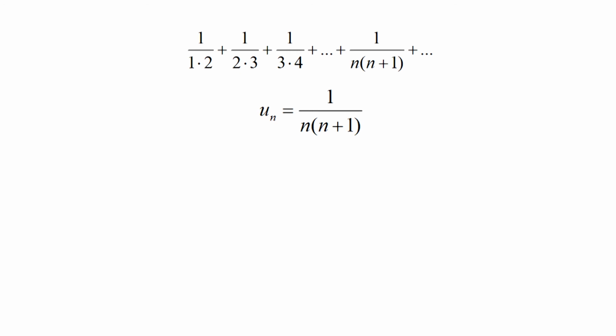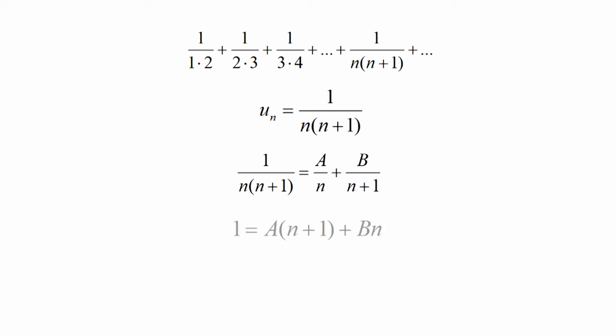By partial fraction, 1 upon n into n plus 1 equal to a upon n plus b upon n plus 1, which gives 1 equal to a into n plus 1 plus bn. Putting n equal to negative 1, we have b equal to negative 1, and putting n equal to 0, a equal to 1. Hence, un equal to 1 upon n minus 1 upon n plus 1.